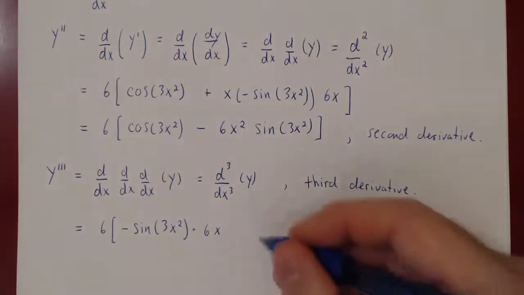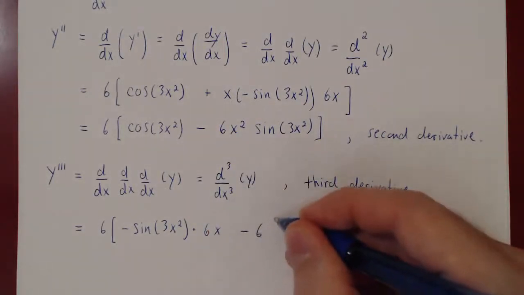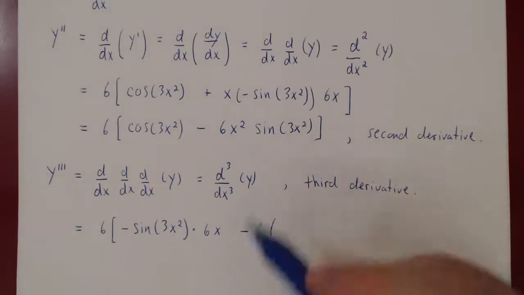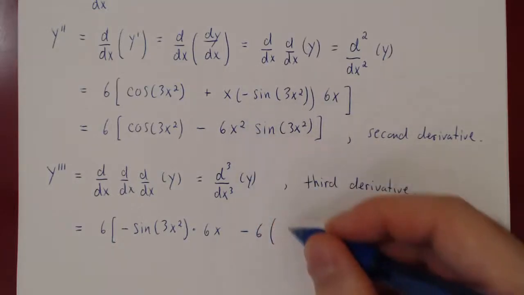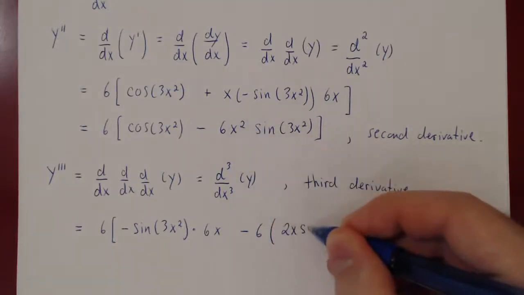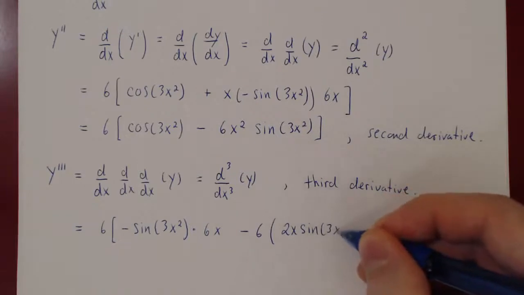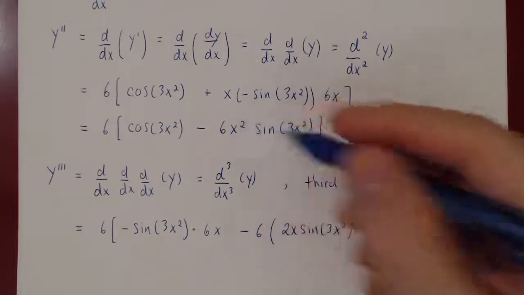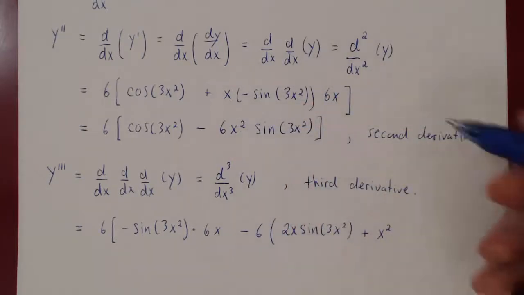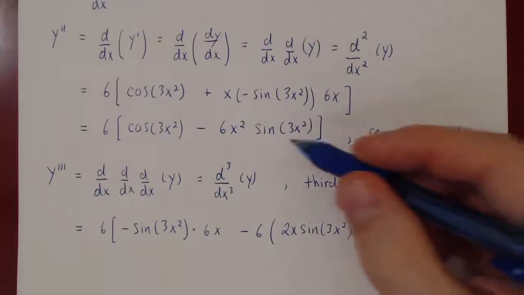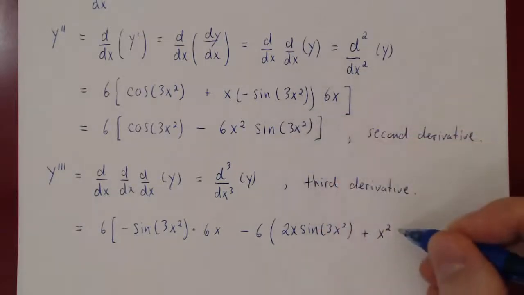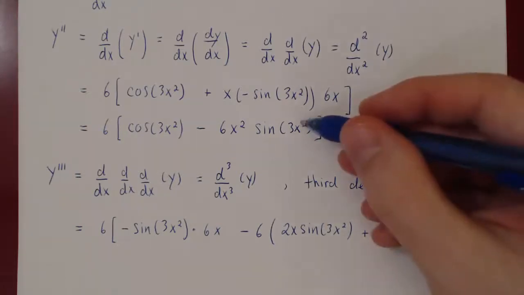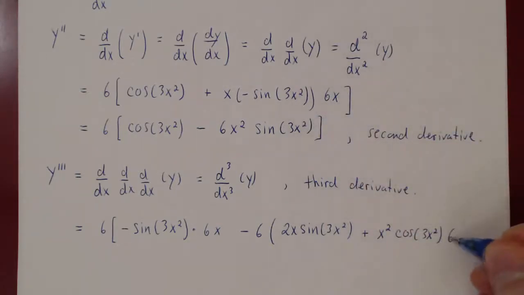Minus 6 is a constant multiple, so it will stay there. Here we have a product between x squared and sine of 3x squared, so we use the product rule. Derivative of x squared is 2x times the sine of 3x squared, plus x squared times the derivative of sine of 3x squared, which will be cosine of 3x squared, times the derivative of the argument, which is 6x.